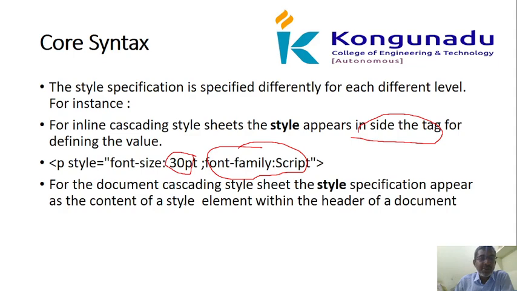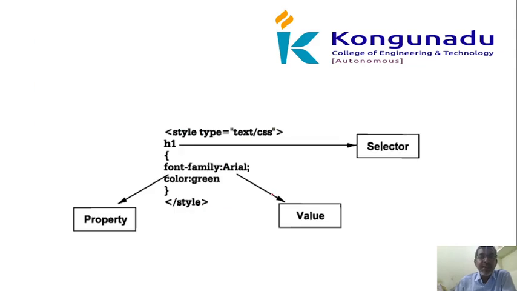For the document, the cascading style specification appears as the content of a style element within the header of your document. So I define this syntax within the header, meaning for the entire document the style will be size 30, and the font family will be script. Okay, so this is the example they have given.